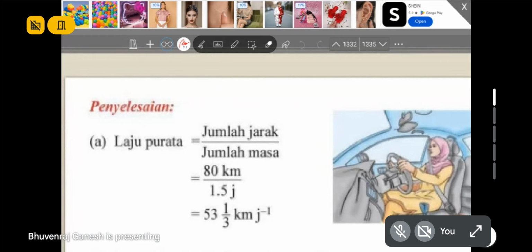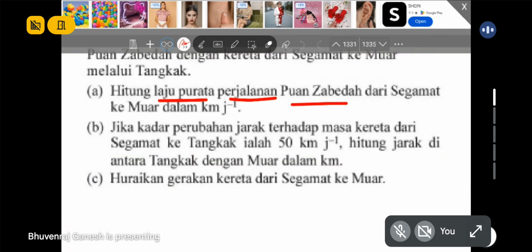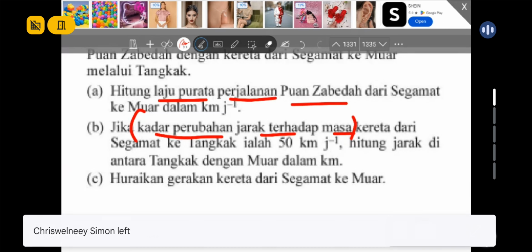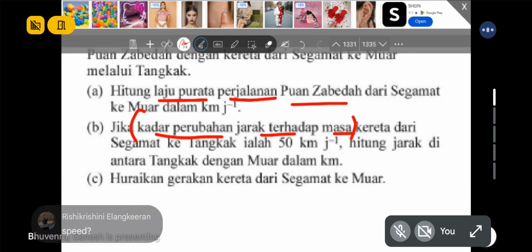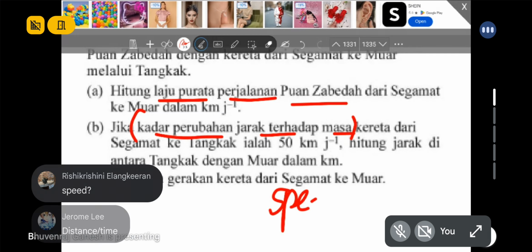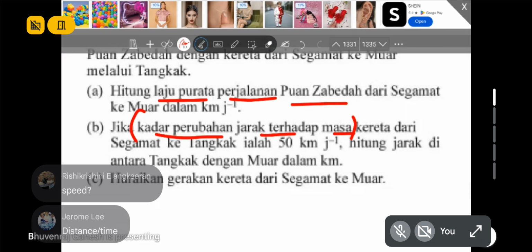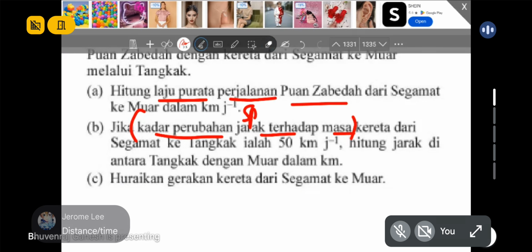Okay, so next one. Now the question asks about the rate of change of distance towards time. Question sangat panjang guys. Kadar perubahan jarak terhadap masa. Semua ni maksudnya apa guys? Quantity apa? Rate of change of distance with time means that the question is talking about what? Distance over time. Yeah, means speed lah. Maksud seluruh perkataan ni dia kata laju lah.